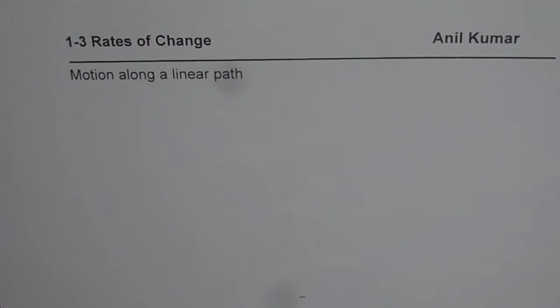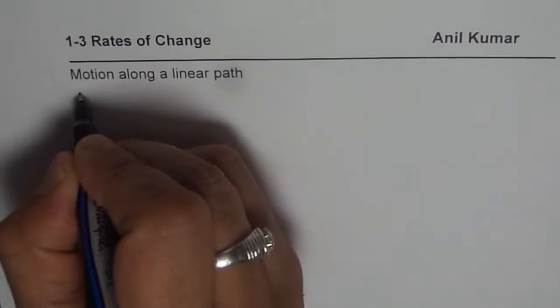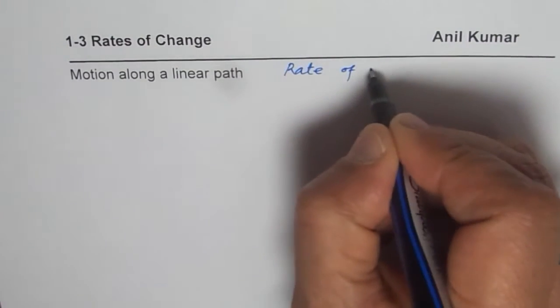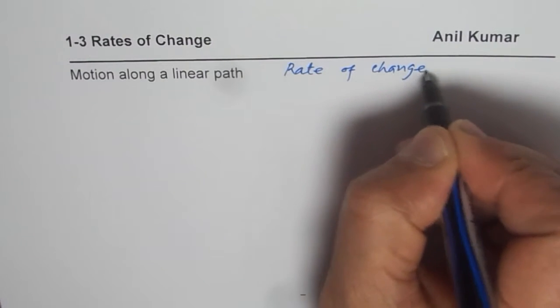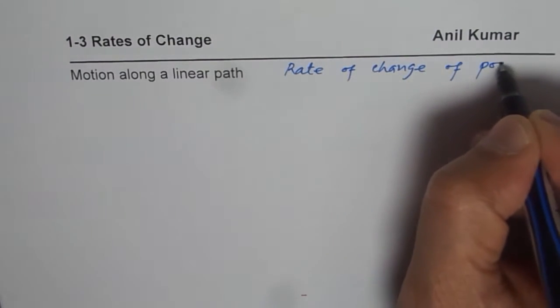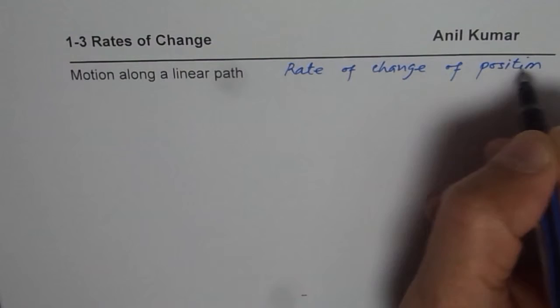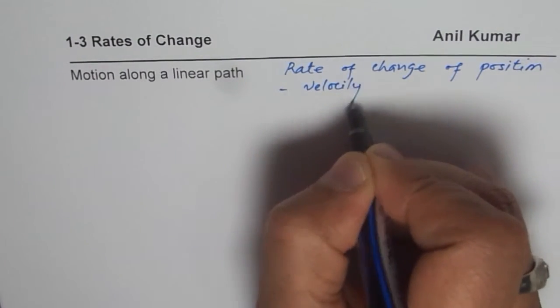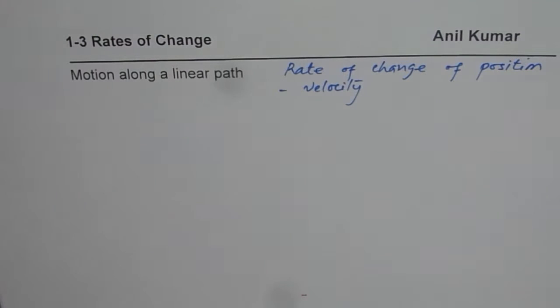I'm Anil Kumar, and in this video we will understand motion along a linear path and find rate of change of position. As you know, rate of change of position is velocity. So we are discussing rate of change of position, which indeed is velocity. Be clear, we are not talking about speed. We are talking about rate of change of position, which is always velocity, right?